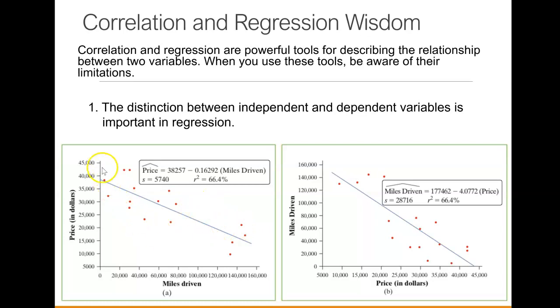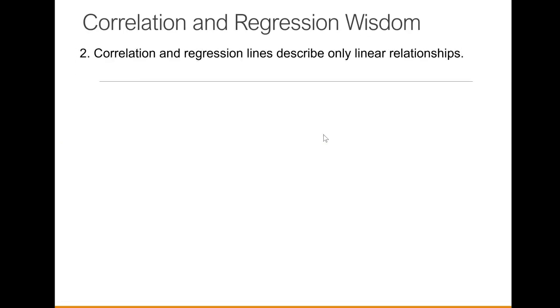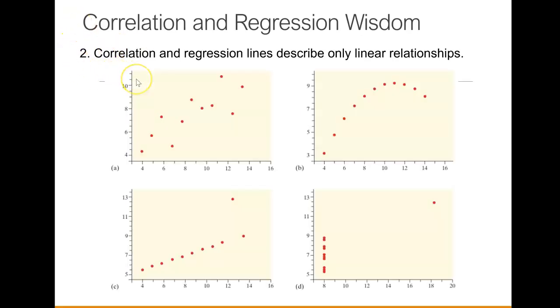Now, what happens if I flip the x and y axis? Notice here the regression equation changes, but the r value, well, this is r squared, but it's related to the r value, remains the same. So you get a different regression equation depending on which is your independent and dependent variable, but your level of correlation does not change. So again, remember that correlation and regression describe only linear relationships.